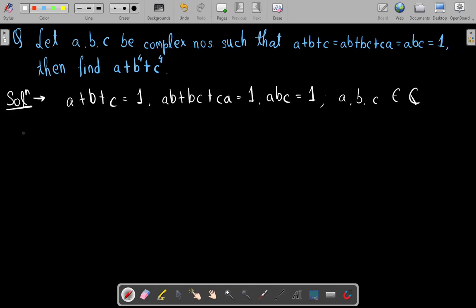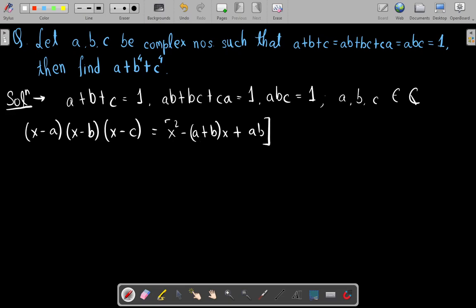let us try to find the value of this product. Okay, so we know the product of at least the first two terms, right? This is given by x square minus (a plus b) times x plus ab, right? So this is the product of these two terms, times (x minus c). Okay, so let us try to find this product first.